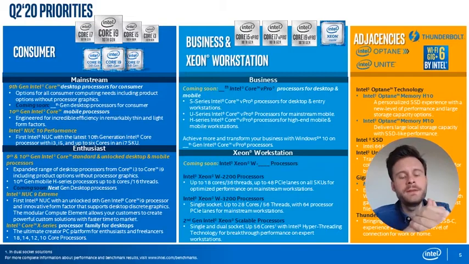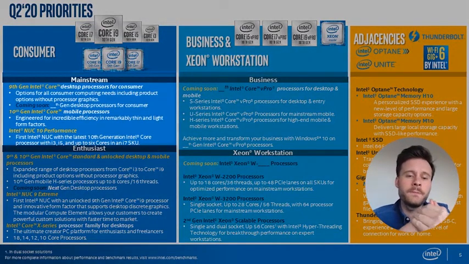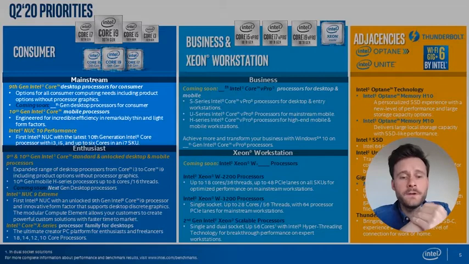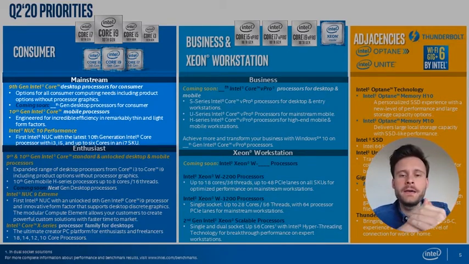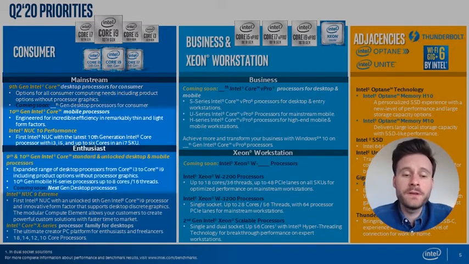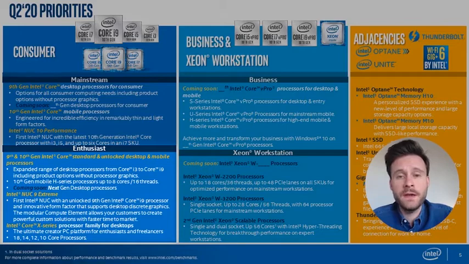Third point, Intel NUC 10th gen performance. First Intel NUC with the latest 10th gen Intel Core processor with i3, i5 and up to 6 cores with i7 SKU version. This is a topic that will be touched upon in a couple of minutes by Jacek. This is mainstream.